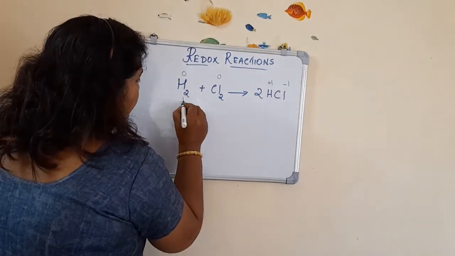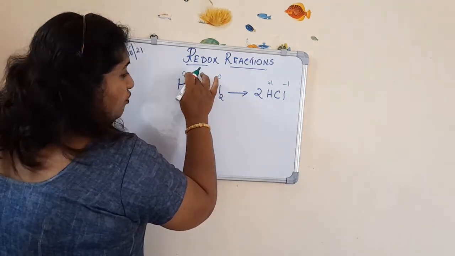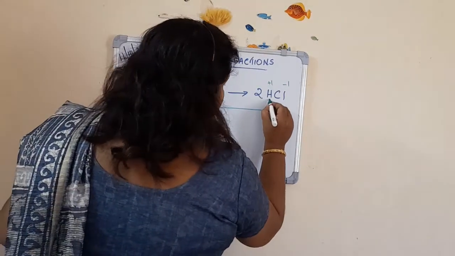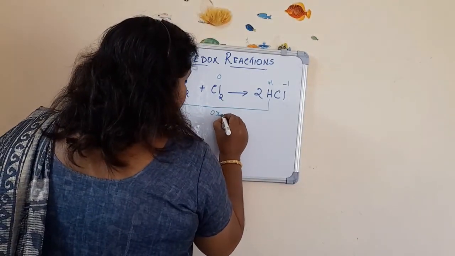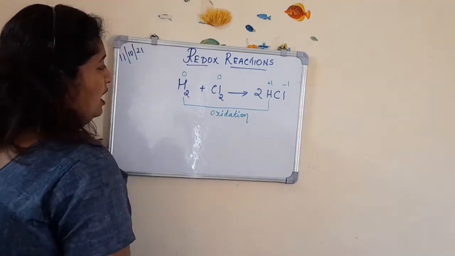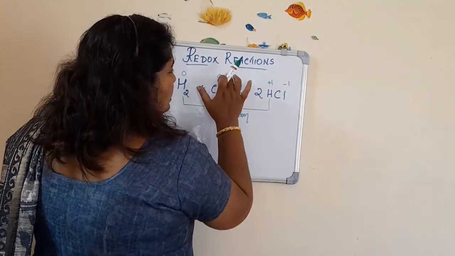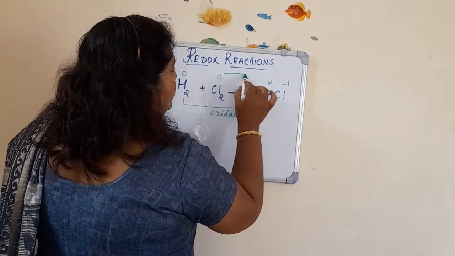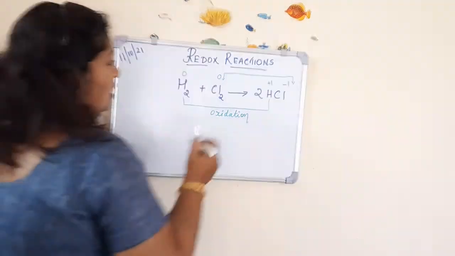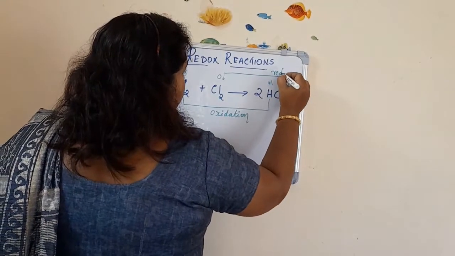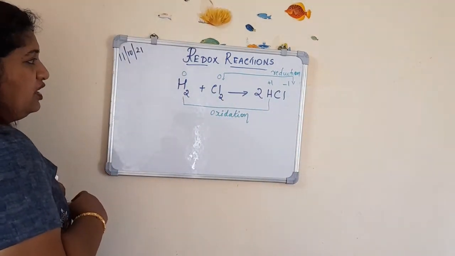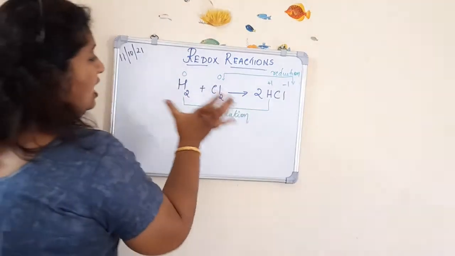In hydrogen, you can see that the oxidation number before the reaction was 0, and it is increasing from 0 to +1. So here oxidation is taking place. But what about chlorine? The oxidation number of chlorine was 0, but now it has reduced to -1. So here it is reduction. So hydrogen is oxidized and chlorine is reduced in one single reaction.